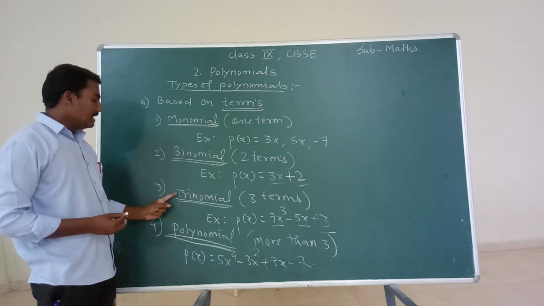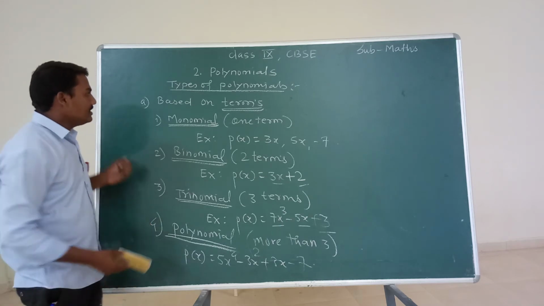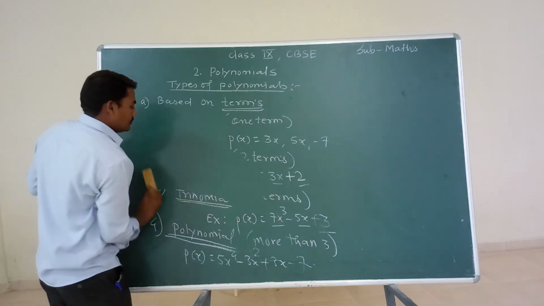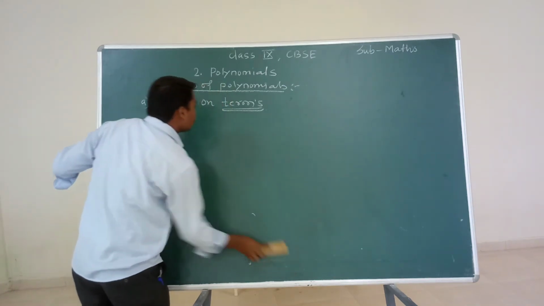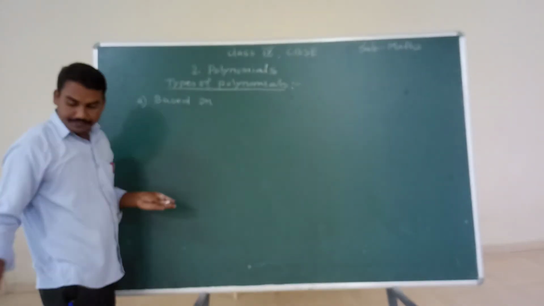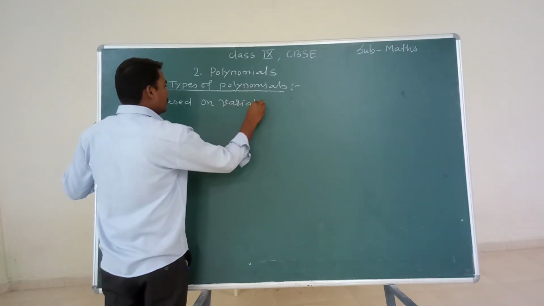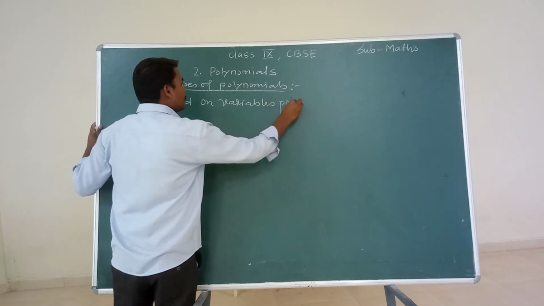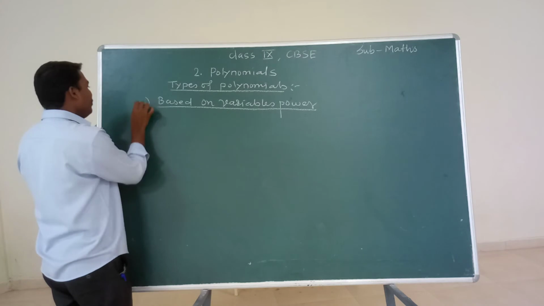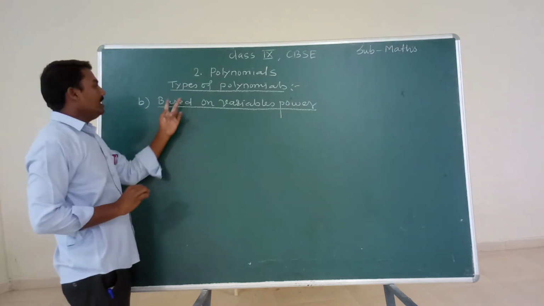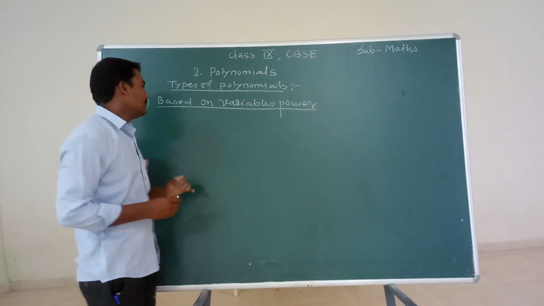Monomial, binomial, trinomial and polynomial. Understood? Now second, based on variable's power. The second major type of polynomial is based on the variable's power. Now we have to see the power of the variable.